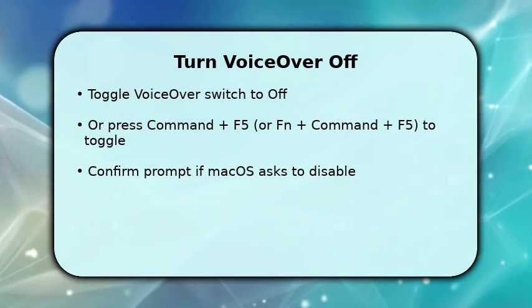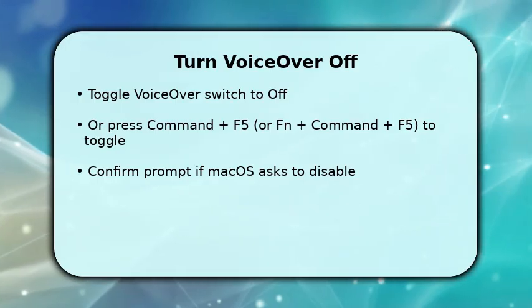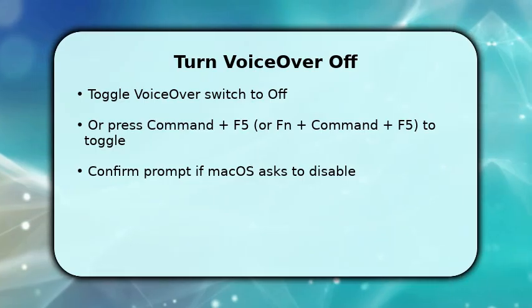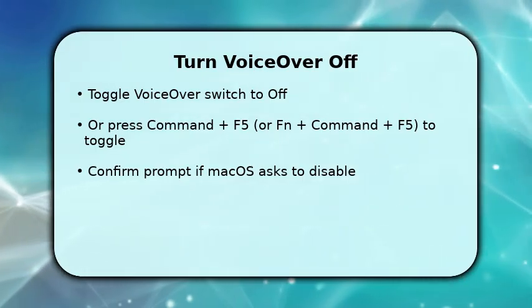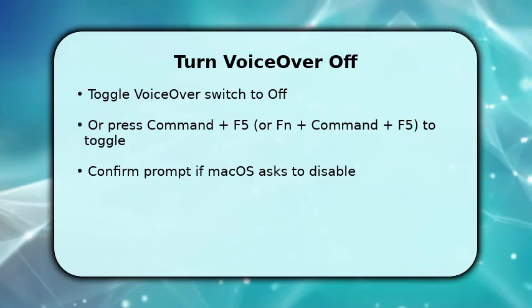If you prefer a keyboard shortcut, press Command F5, or FN Command F5 on some laptops, to switch it off immediately. Make sure to confirm any system prompt asking to disable accessibility features. Once done, check that spoken feedback stops and UI focus returns to visible highlights.